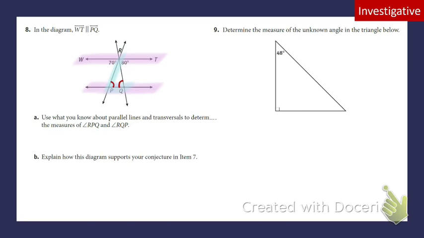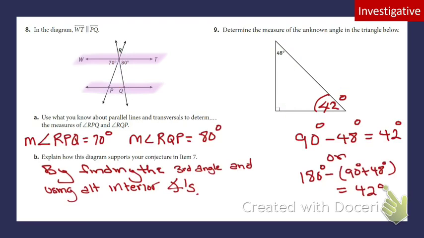I want you to pause the video and then try to figure that out. But go ahead and answer the other questions as well. Do B, and then in number 9, you can see here that they gave you 2 angles. Try to find the missing angle over here, and then come on back. Welcome back. So for this figure right here, we're going to figure out that the measure of angle RPQ is 70 degrees and the measure of angle RQP is equal to 80 degrees. For some of you, you may have figured it out, and some of you may be struggling a little bit. And here is how I did it.